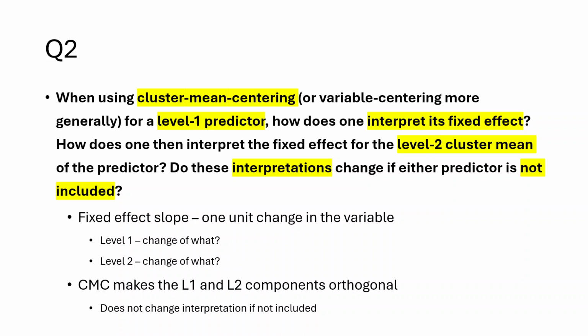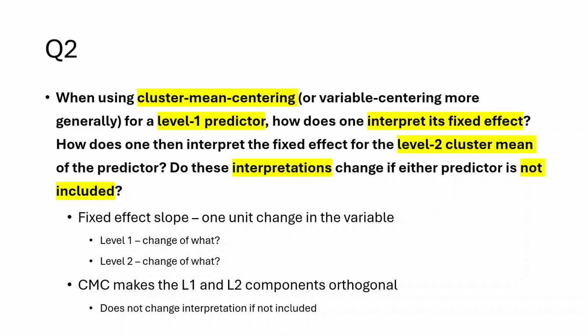So if you just put within in the model only, you're only going to get within. And if you just put the cluster mean in, you're only going to get between. And then if you add both, you're going to get both within and between. But they are not impacting each other. If that makes sense.